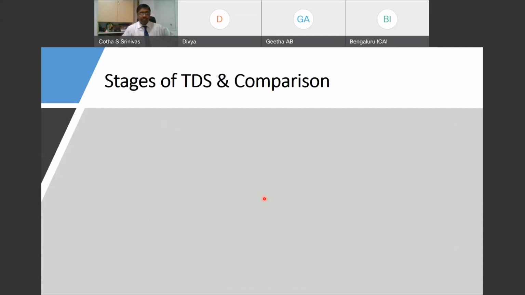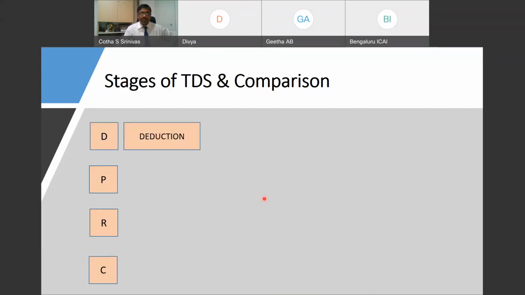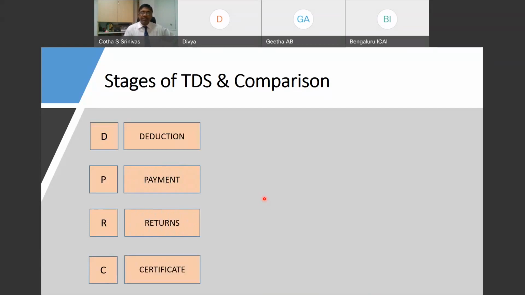Now let us move on to the stages of TDS and comparison between resident TDS payments and non-resident TDS payments. There are 4 stages under TDS: D, P, R, and C. When I say DPRC, these are all the 4 stages of TDS. By this time, you would have understood what I mentioned about D, that is deduction. Then the second stage is payment. Third stage is returns. The fourth stage is certificate.